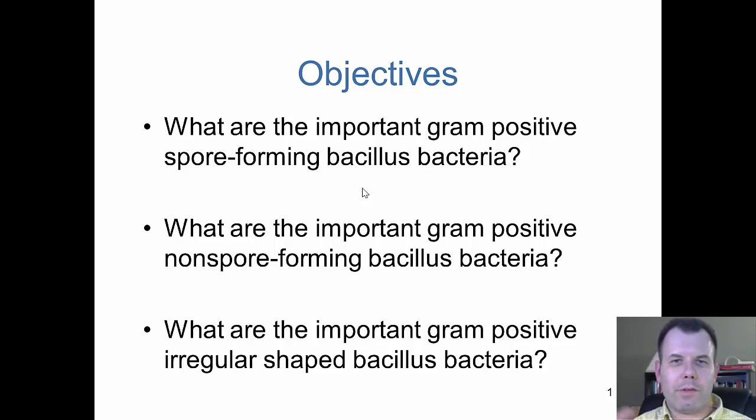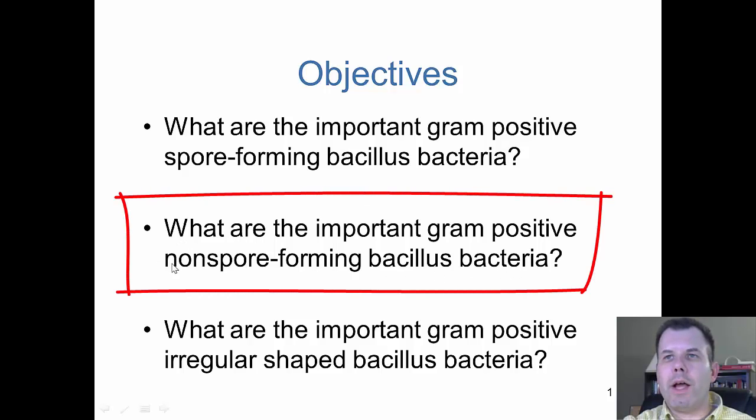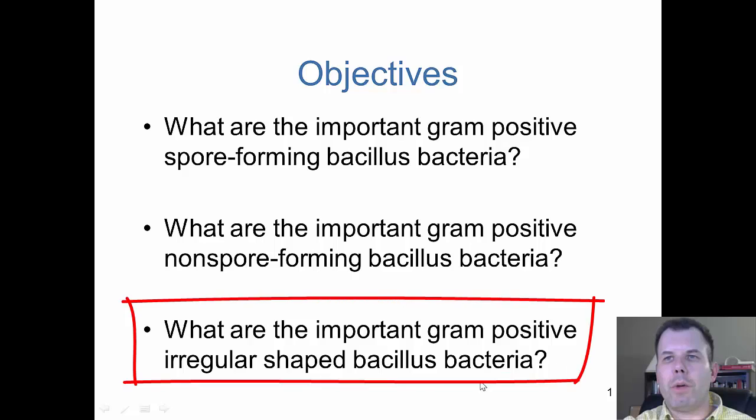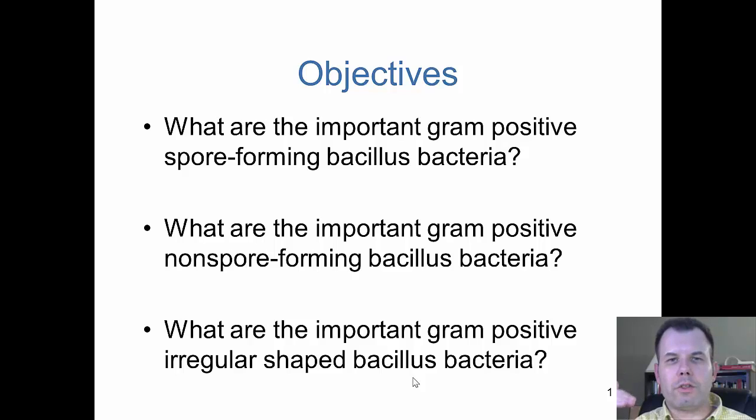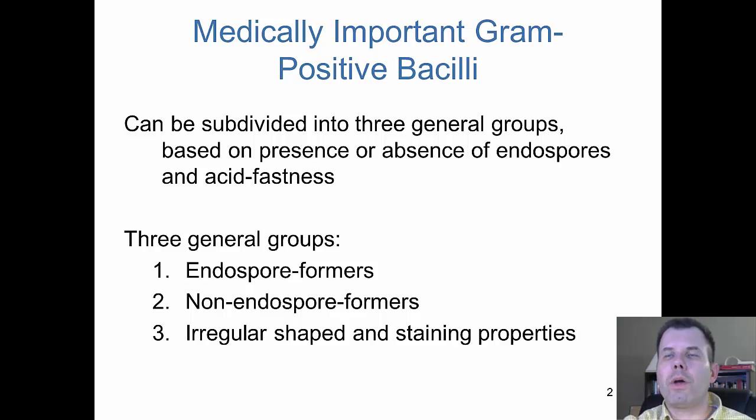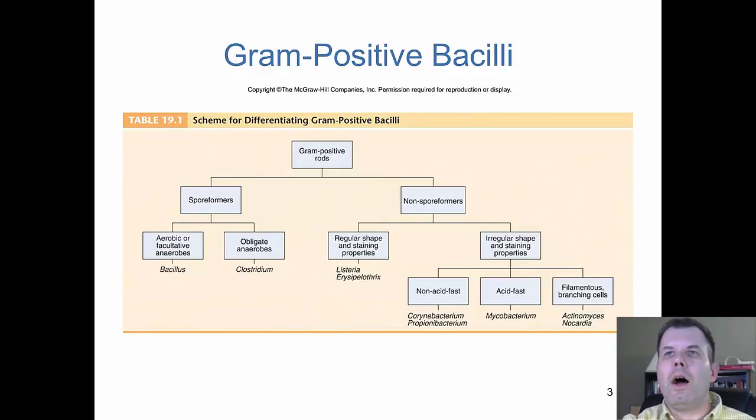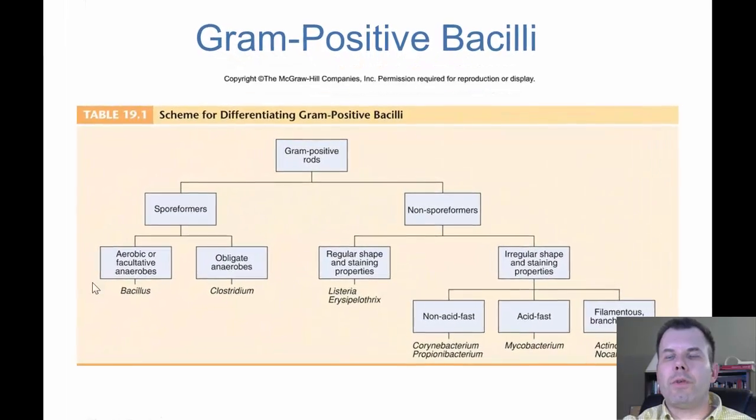Keep in mind gram-positive and rod shape when we look at these things. And again, what are the important gram-positive non-spore forming, and then finally the gram-positive irregular shape. So that's kind of how we're going to go. We'll start with spore formers, non-spore formers, and then the irregular shaped or weak gram-positive staining. Think of that as we go along. Again, we can divide into three groups: the endospore formers, the non-endospore formers, and then the irregularly shaped or staining properties. And again, that goes with the Mycobacterium. This just divides up the different groups we're going to be looking at.